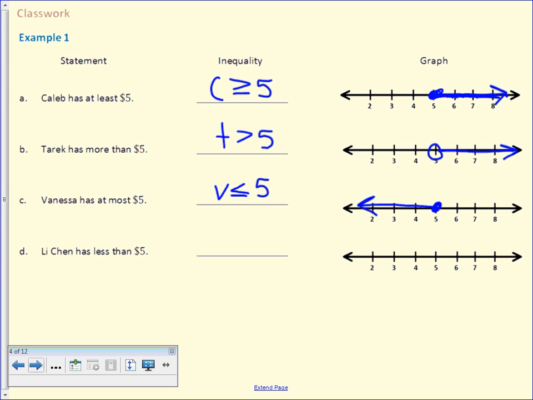Li Chen has less than 5. Does he or she have 5? No. So open circle, less than 5, and I'm going to use an X. I don't want to use an L, because it could look like a 1. And I don't want to use a capital, because we don't really use capitals for our variables unless it's representing a formula. You could use C if you want, but just use X, because usually we see X as our variable of choice.